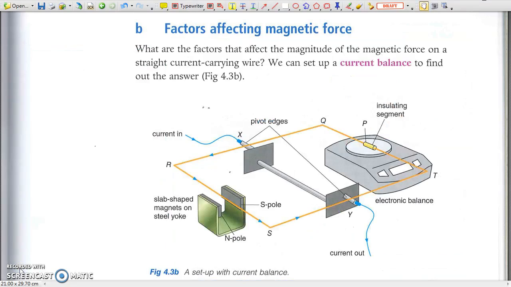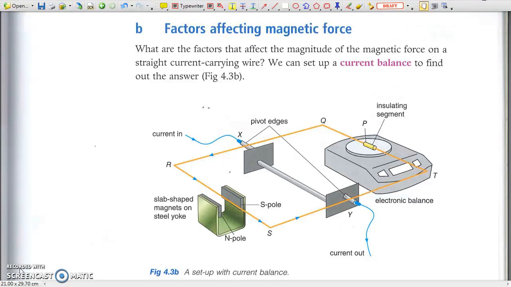B. Factors affecting magnetic force. The induced magnetic force will be stronger if the current is larger, or the magnetic field is stronger. Let's find it out using the following setup.